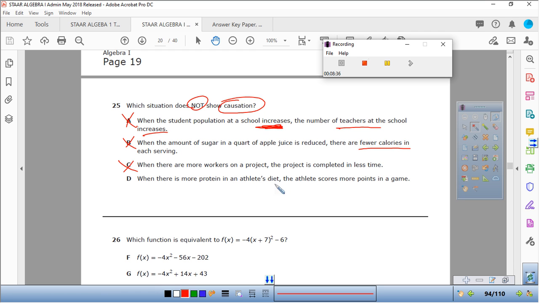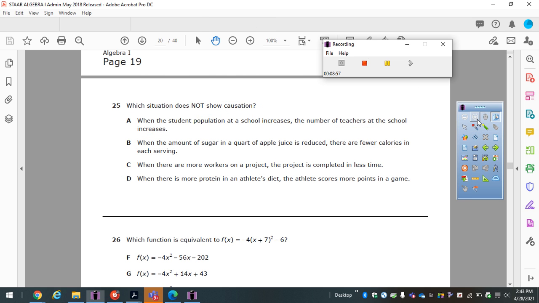When there is more protein in an athlete's diet, the athlete scores more points in a game. What? Humor me. Just say this guy is a bench warmer. He never plays. Now he's eating more protein. Boom, boom. Well, is he going to score more points? No. So that's the one that does not show causation.